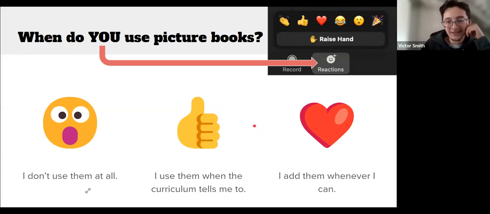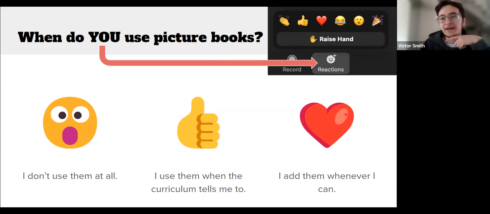Okay, I see some hearts. We got some brave educators. See some thumbs up. I see some shocked faces. And thank you for your honesty. Not all of us are going to start at this level with hearts, and that's okay.